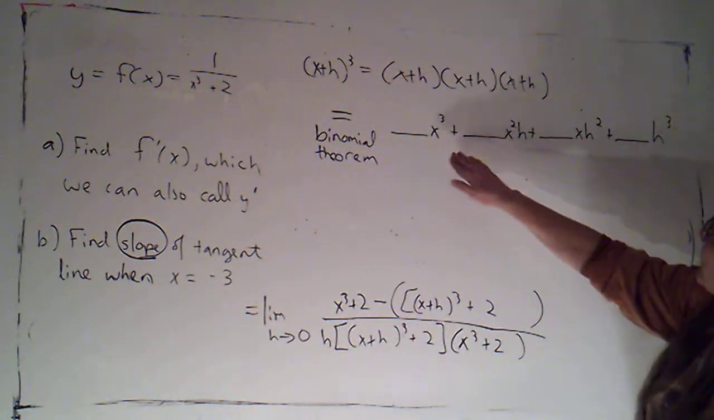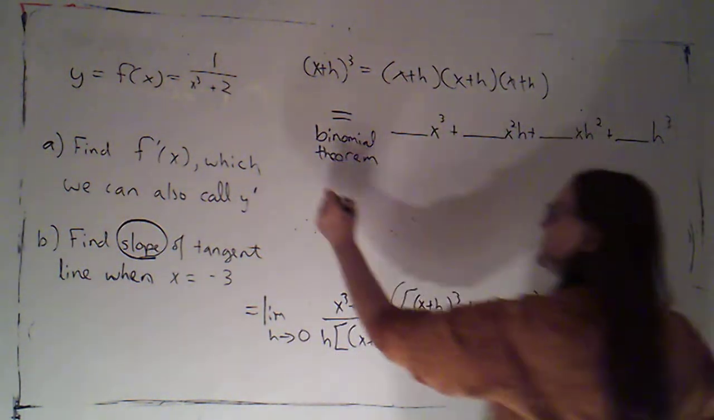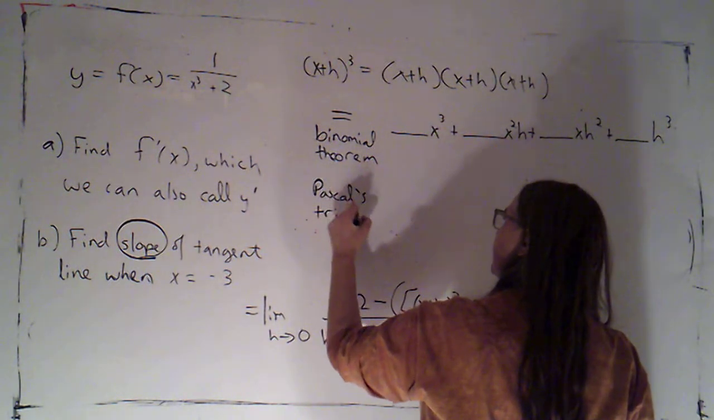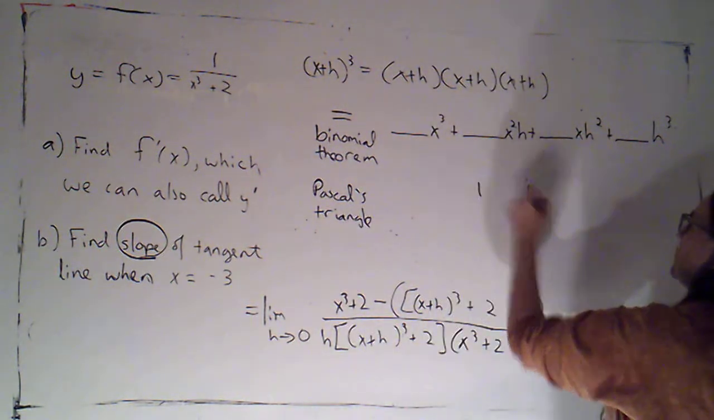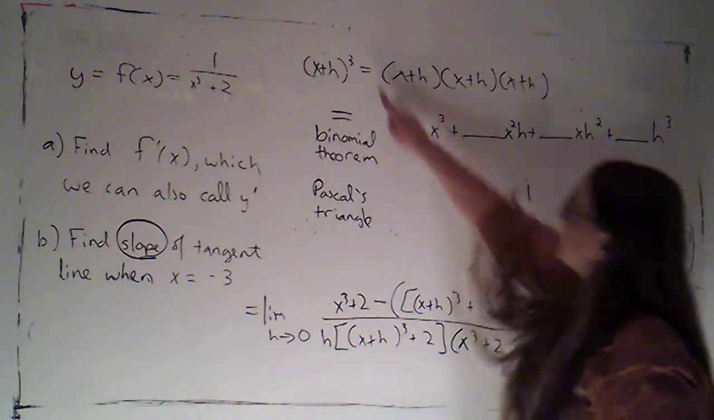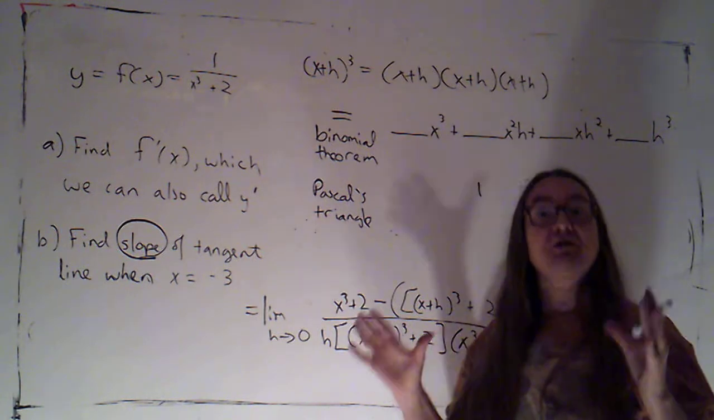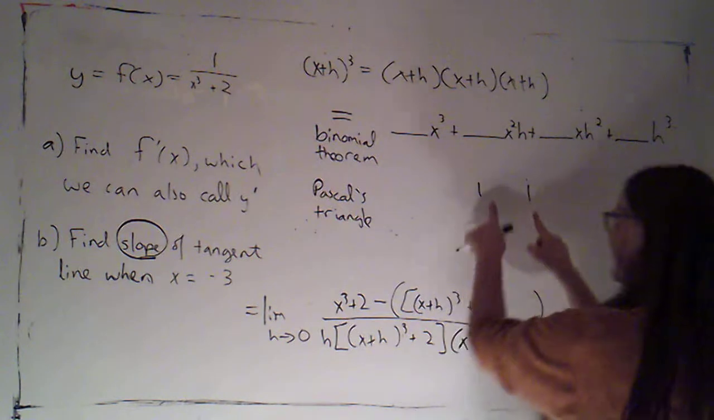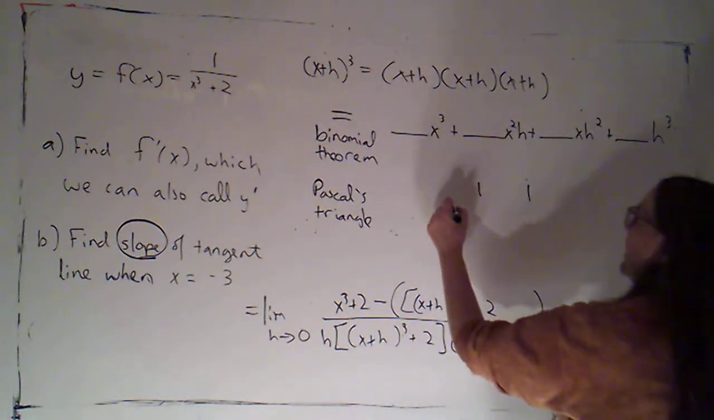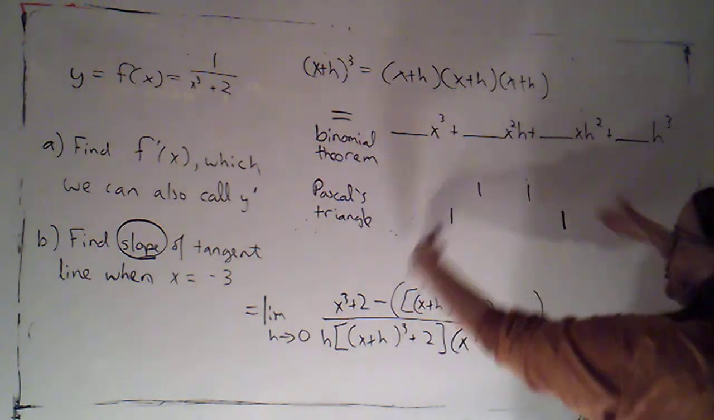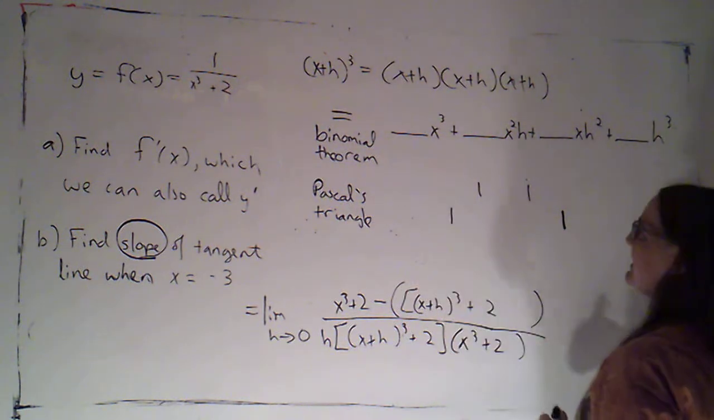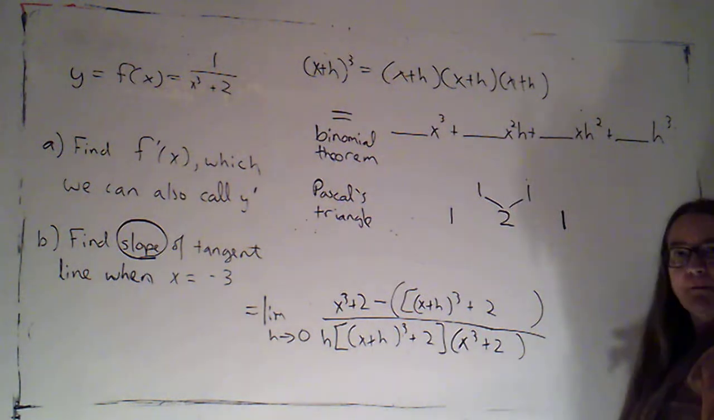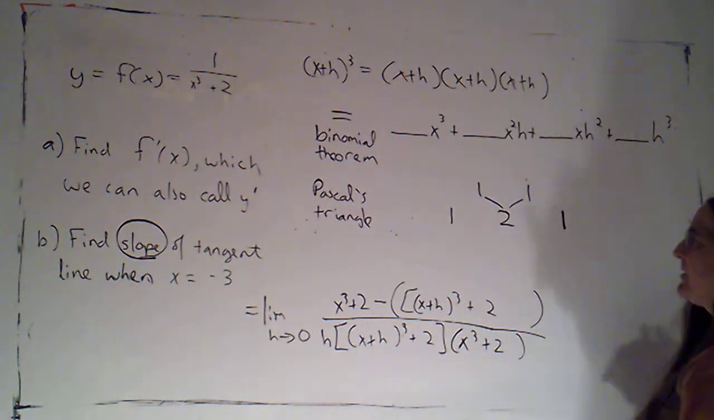To figure out what the coefficients are, I can use Pascal's triangle. We start with 1 and 1. Notice, if this were an exponent of 1, if it was just x plus h to the first, that would be 1x plus 1h. These are the coefficients. To form a triangle, I go out on either side, and to fill in the middle, I just add. Anytime I've got a pair of numbers above a blank spot, I add that pair.